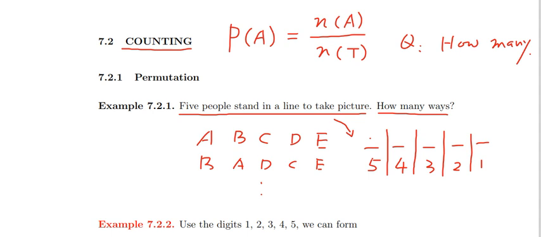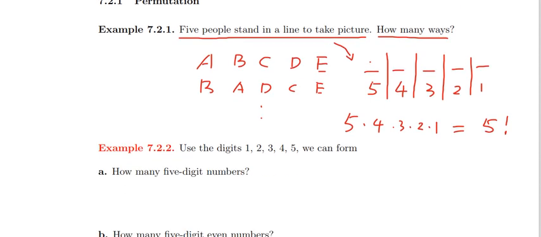So how many ways? Just 5 multiply 4, multiply 3, multiply 2, multiply 1. So we denote this as 5 factorial. Okay, 5 factorial.